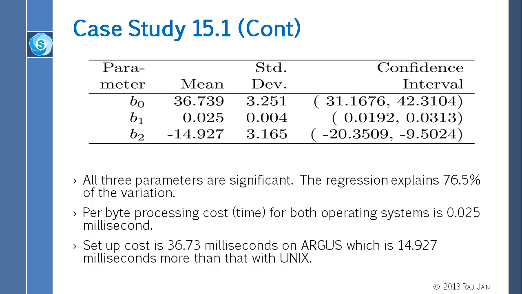Now, to find out how much it is in Argus, you have to just put a 1, and that means add up all of these. On Argus, you will just put a 0 here, so you will add up these 2. So on Argus, it is 36.73, the sum of these 2. And on Unix, the sum of all those, and that comes out to 14. Well, I haven't given the number. All I'm saying is 14.927 millisecond more than that with Unix. So Argus is more. So basically Unix is that number, whatever comes out, 22 something or 21 something.